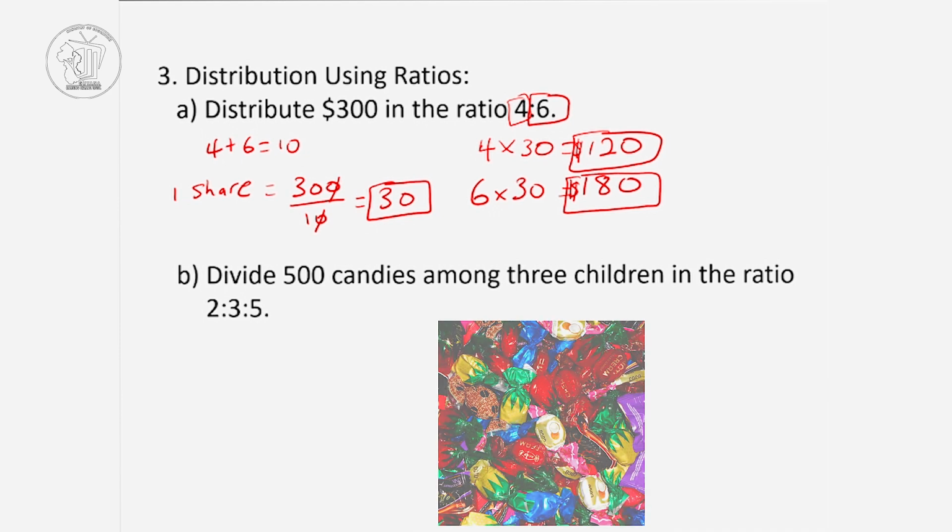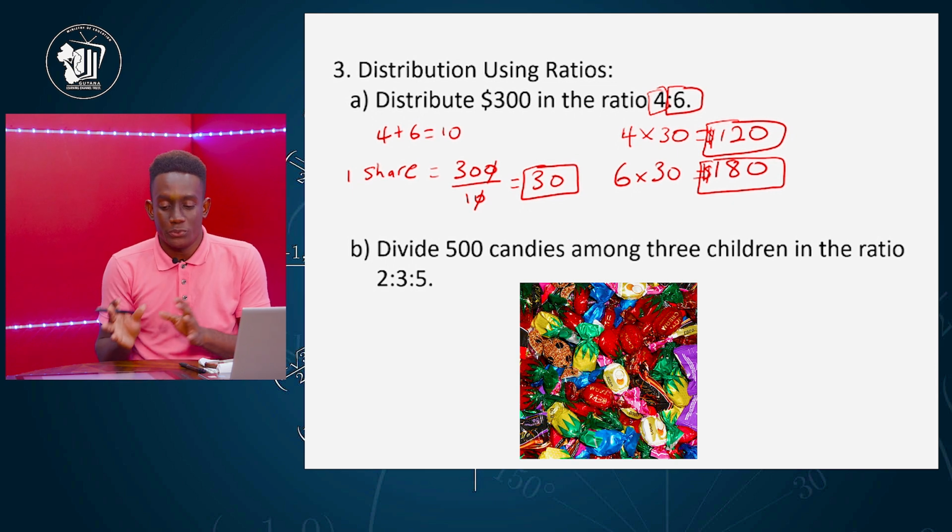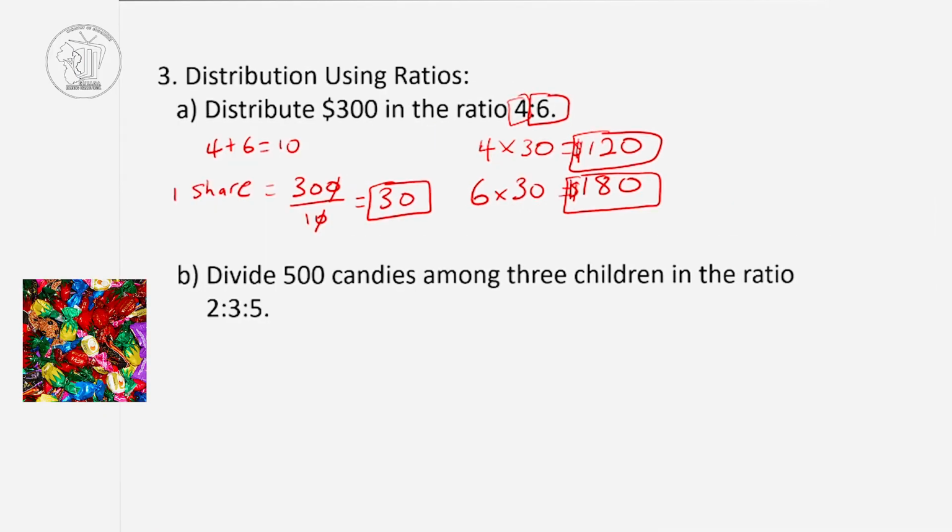So the next one: divide 500 candies among 3 children in the ratio 2 to 3 to 5. The process will be the same. We need to find the value of one share, so we need to add up all of the ratios here. This will be 2 plus 3 plus 5, which gives us a value of 10.